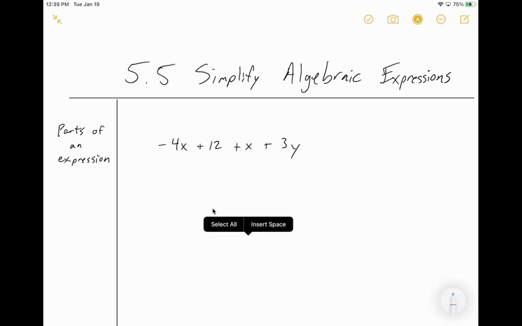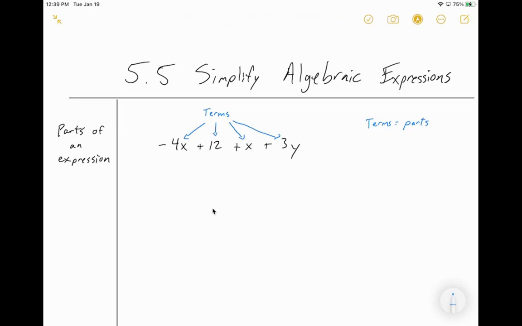All right, so first of all, the first vocabulary word is the word terms. And the terms are simply the parts, okay? Separated by pluses and minus signs. So how many parts does this whole expression have? Well, this is a term, negative 4x. 12 is a term. X is a term. And 3y is a term. So this has 4 terms.